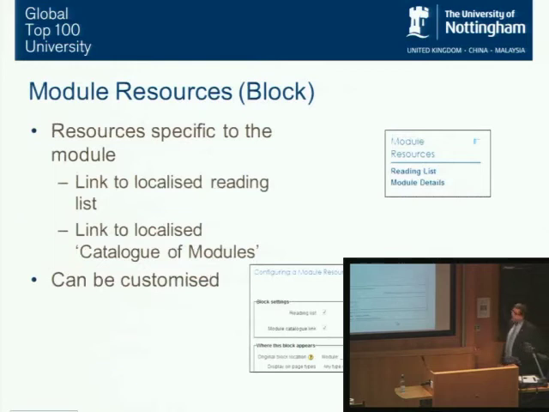The next one is the module resources block. So it's a block on the right-hand side. If you've not added it to your module, you'll find it there to add it. It's got a link to a localized reading list and a link to a localized catalogue of modules specific for the module that it's added to. So it knows where it's been added to a module, it knows what that module code is, and it will link you out to the University Reading List page for your module or the catalogue of modules, which usually contains your module specification, your assessment strategy, or that kind of information.